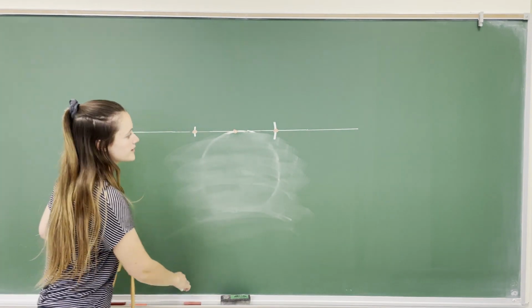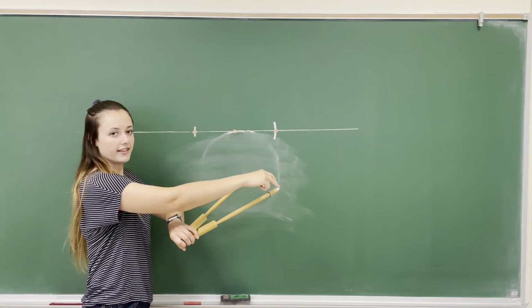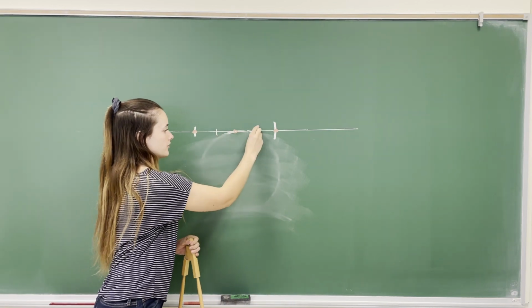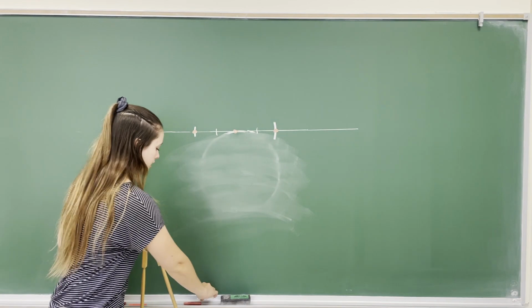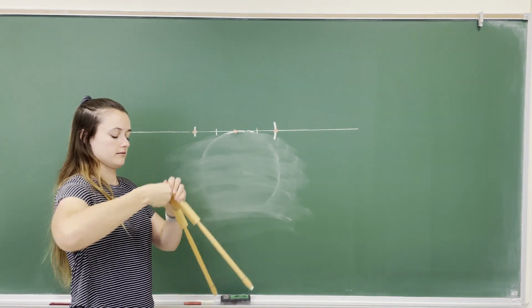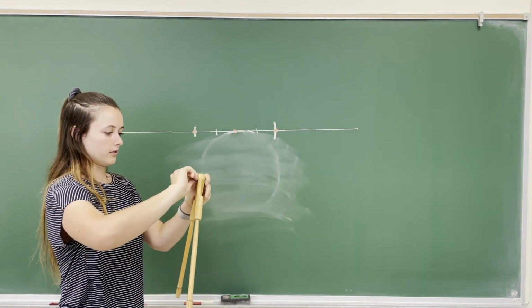And a quick thing to notice is that because these are both the same radii, it's the same length of the compass from here to here as it is from here to here. I'm just going to draw 2 lines there so that we know that those are congruent segments. Next thing I'm going to do is unscrew this and make my circle a little bit larger.